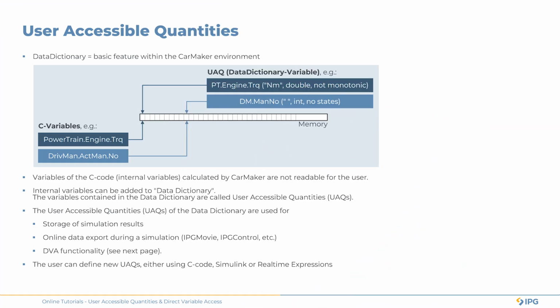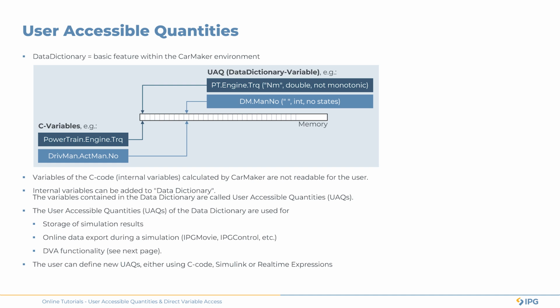What are user-accessible quantities? CarMaker is a C-code-based simulation software. There are many C-code variables which normally the user cannot access. For this purpose, we bring in the data dictionary concept. If the internal C-code variables are added to the data dictionary, the user can get access to the variables, and we call these variables user-accessible quantities.